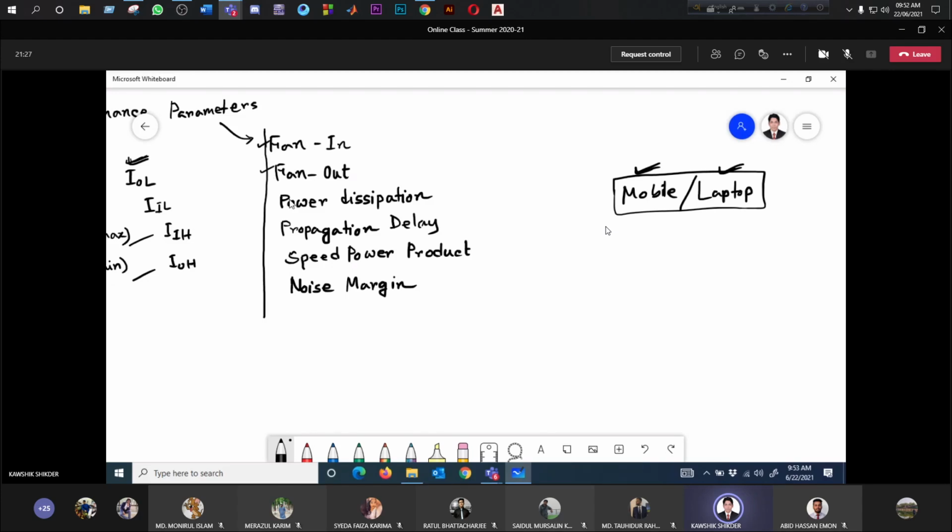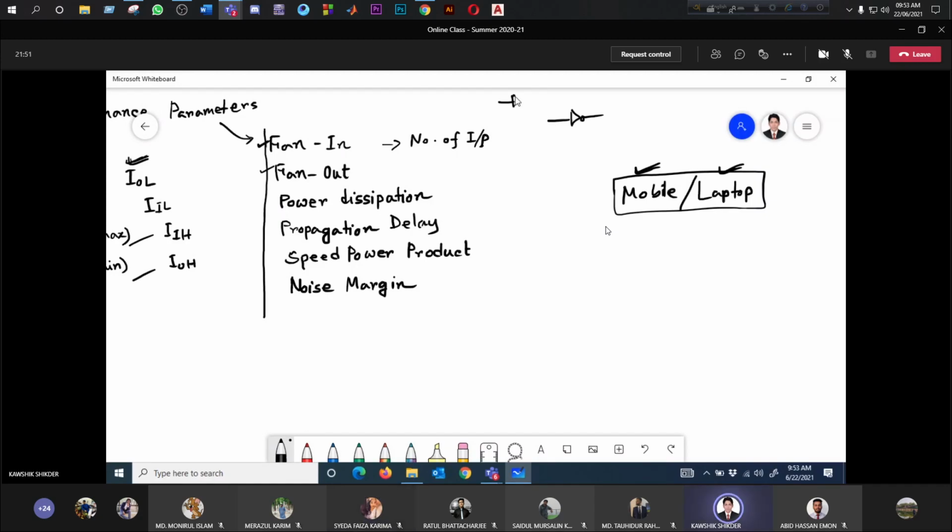So fan in, what is it? That is the number of inputs. Fan in is the number of inputs. So suppose one inverter. How many inputs are there? Only one input.